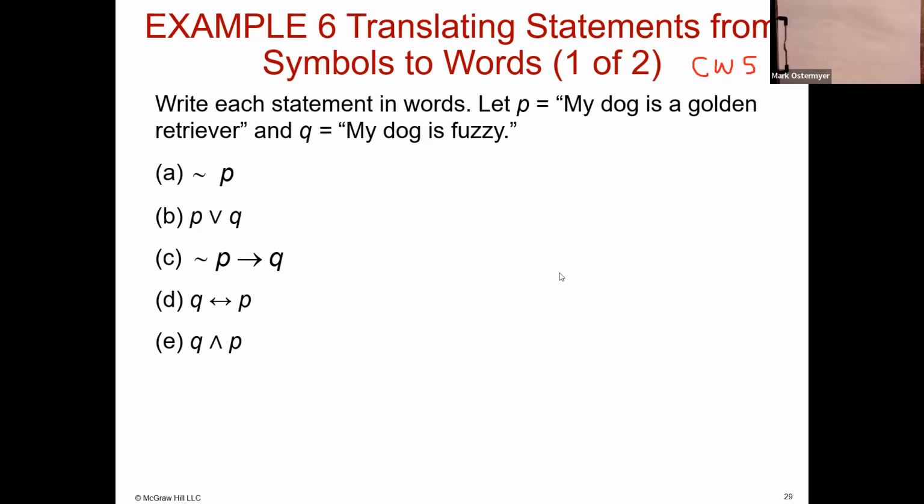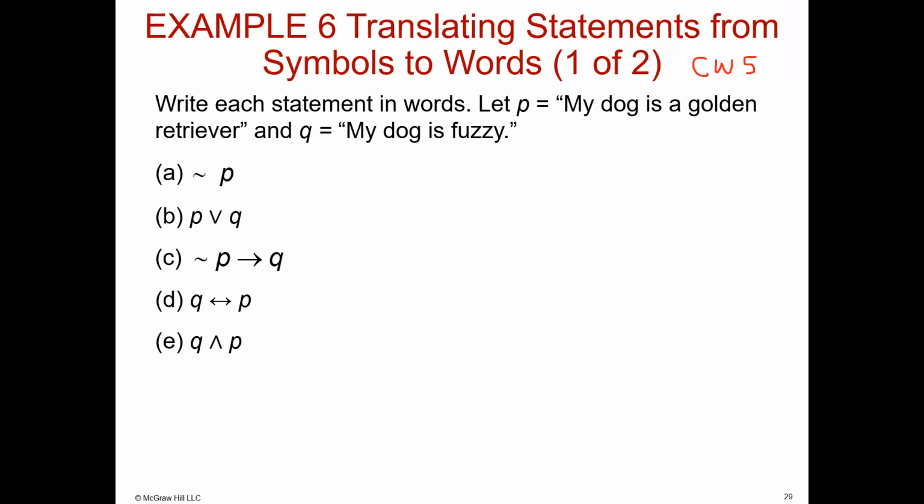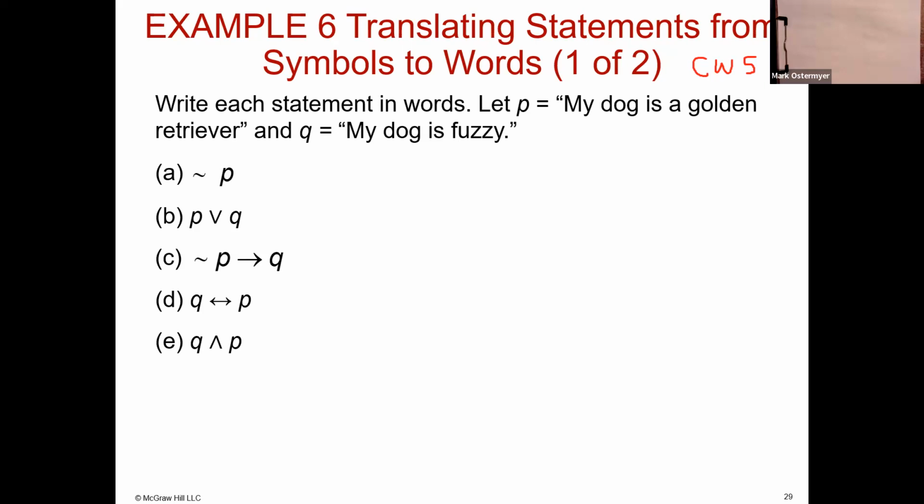All right, ready to take a look at them? Now, P is a statement that my dog is a golden retriever. Q is a simple statement, my dog is fuzzy. A, how would we describe what that statement is saying in words? Is it my dog is not a golden retriever? That's correct. My dog is not a golden retriever.